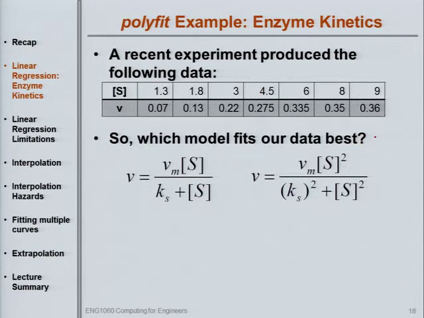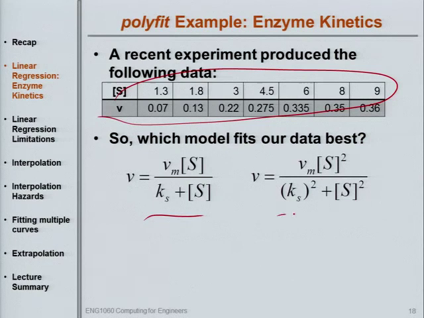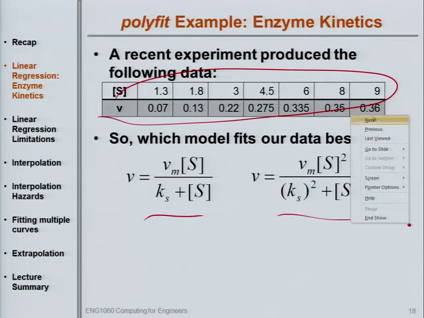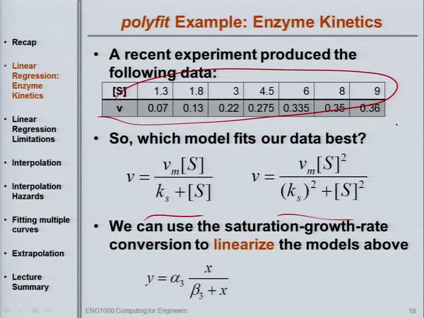Okay, so we've extracted some data, and we now want to look at whether this data that we've measured is fitted best by the first order model or fitted best by the second order model. And we can use the saturation growth rate conversion, taking this saturation growth rate model to linearize it. And it's really simple. Speaking to the demonstrators yesterday, at least a few people had some issues with exactly how to convert this into a linear system.